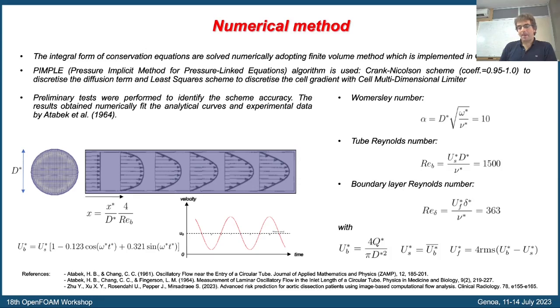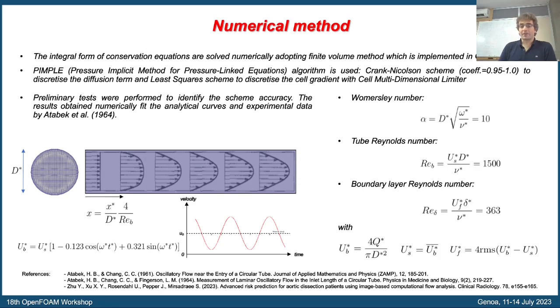and the boundary condition at the inlet with a uniform velocity. For this problem, an analytical solution exists, which we have exploited to verify the accuracy of the method. This problem is characterized by three dimensionless numbers. For example, the Womersley number, the Reynolds number of the tube, and the Reynolds number of the boundary layer, the Stokes boundary layer.